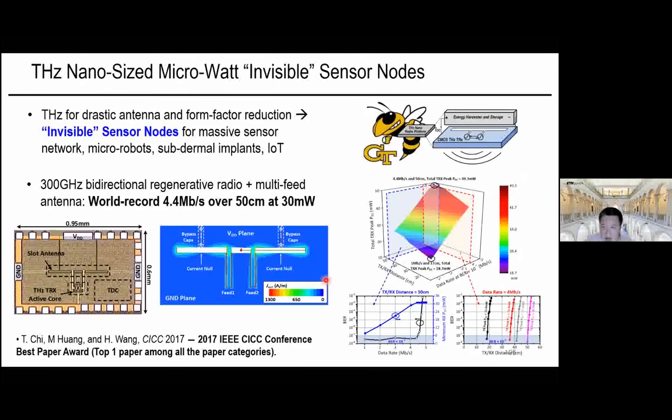right? Similarly, the antenna electronics co-design can be further explored at an even higher frequency. So here we use this technique for power combining at 340 gigahertz for invisible sensor nodes. Basically that can be used for massive sensor networks, micro robots, and subdermal implants and so on and so forth applications. So I think these are really different examples of how we can leverage antenna and circuit co-design to achieve new functionalities, right?